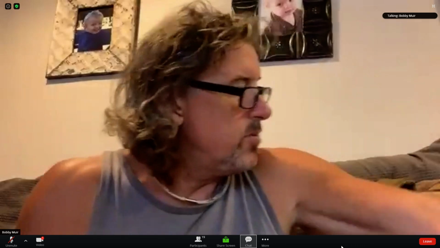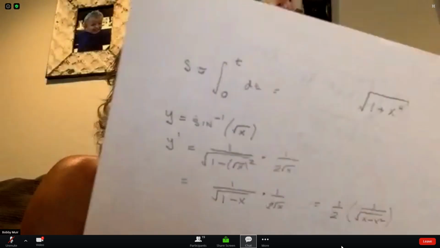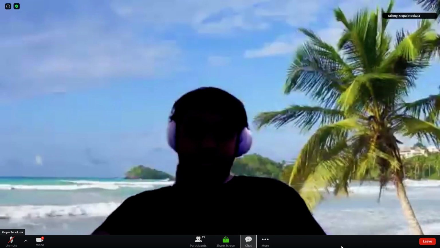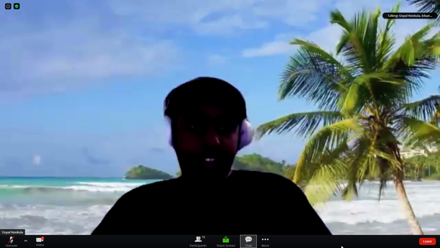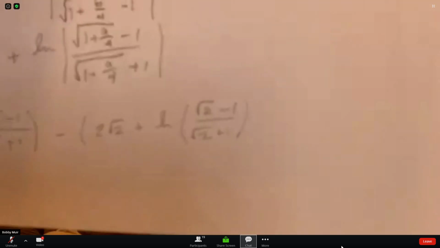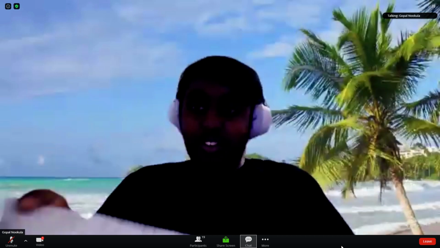Speaking of the problems, were you guys able to solve number 9? Let's see, 9. I think 9 was one of the ones that I was able to figure out. Can you see that? Does your answer look like that logarithm crap that I have?